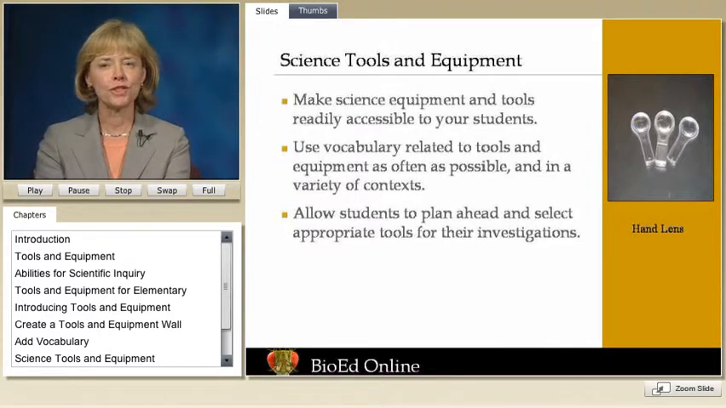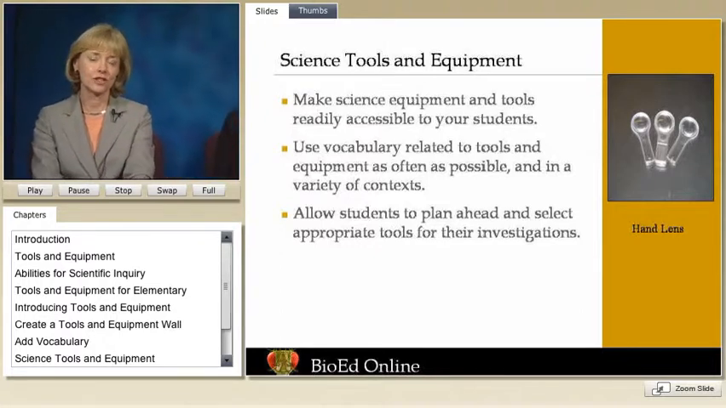Barbara, thanks for these important tips and for the helpful reminder to consider safety and tools each time we conduct a classroom investigation.